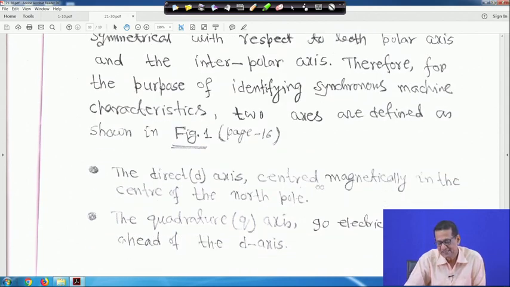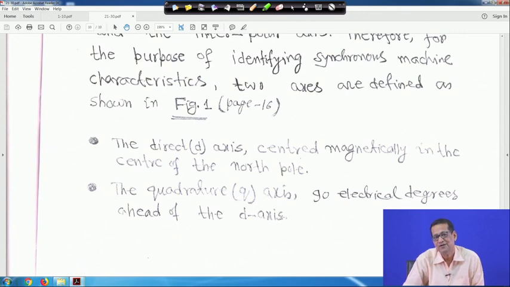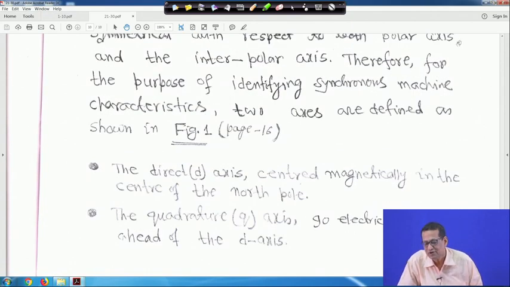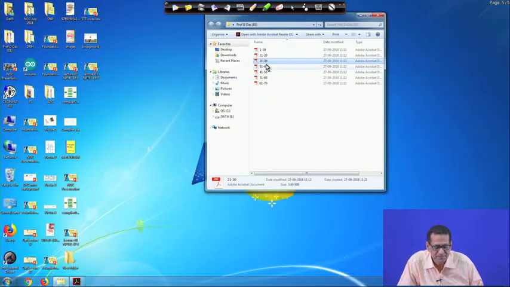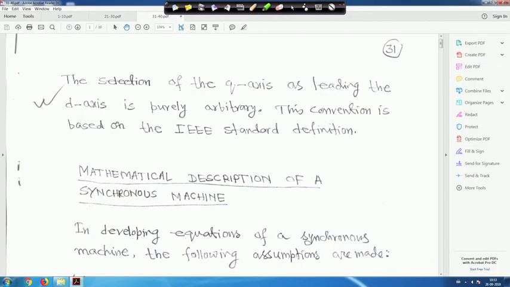Now, the direct axis is centered magnetically in the center of the north pole. You go to diagram 1, there you will see that we have already discussed it. And the quadrature axis is 90 electrical degrees ahead of the d axis, as per the IEEE standard. The selection of the q axis as leading the d axis by 90 degrees is purely arbitrary. This convention is based on the IEEE standard definition, right.